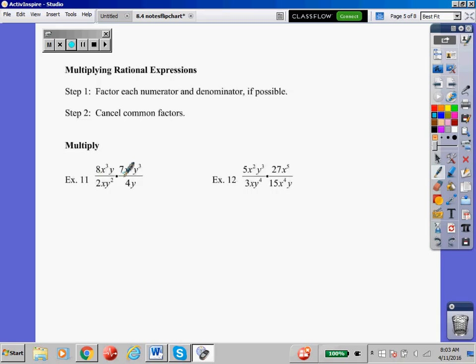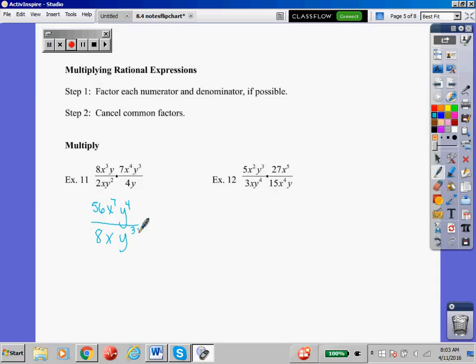So 8 times 7 is 56. X cubed times x to the 4th is x to the 7. Y times y cubed is y to the 4th. So you can begin to appreciate why we reviewed exponent properties in chapter 6. In the bottom, 2 times 4 is 8. I only have an x, and then y squared times y is y cubed.